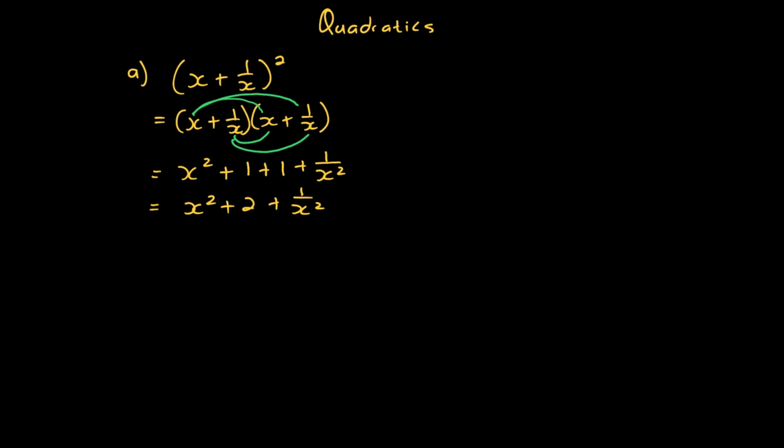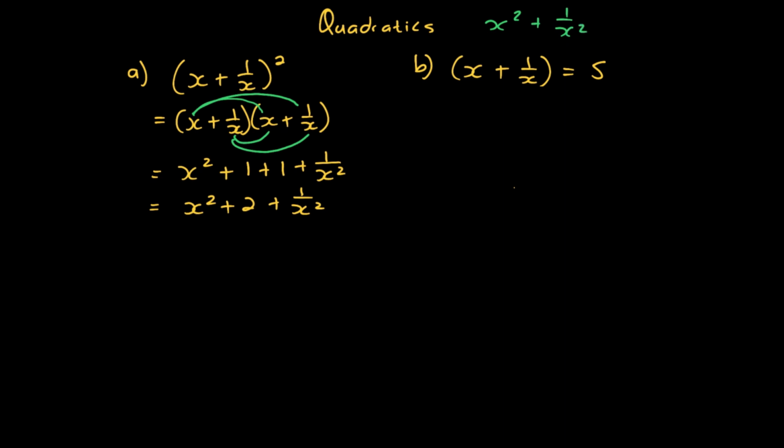In your question B, there are two questions. So I'm going to write it here. So we have x plus 1 over x equals 5. And this particular question wants us to find x squared plus 1 over x squared.